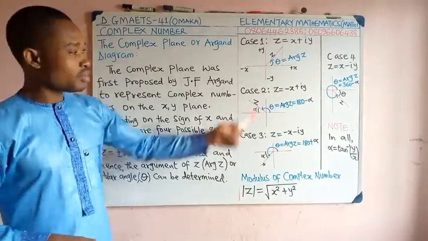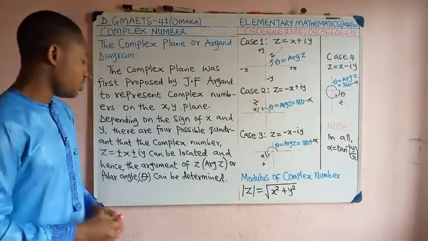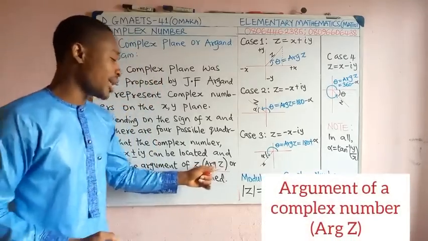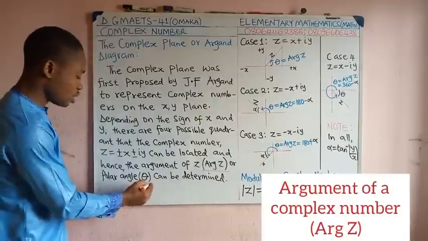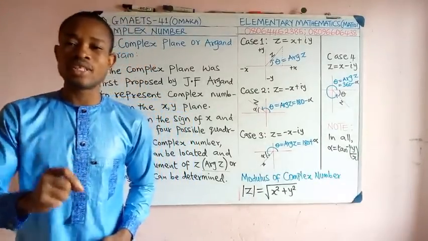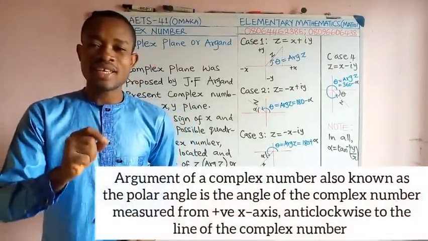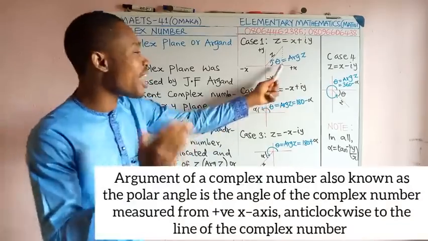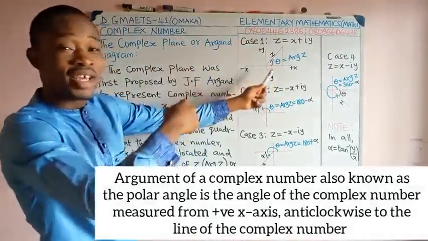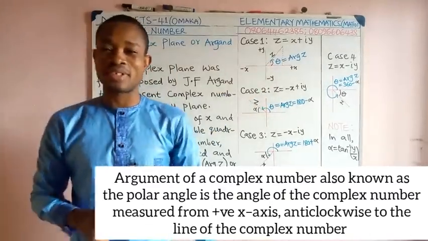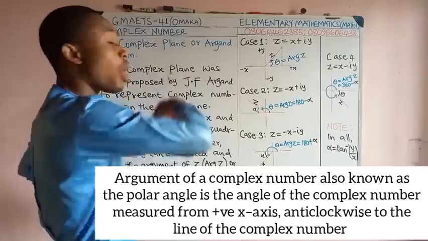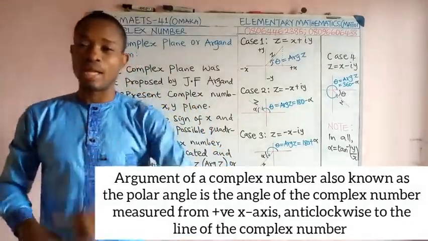Now, with these diagrams, we can determine what we call the argument of the complex number, in short, Arg z. That Arg z is also known as the polar angle of the complex number. Please put this down. What is the polar angle? What is the Arg z, argument of z? That is the angle measured from positive x-axis, take note, anti-clockwise, that is counterclockwise, down to the line of the complex number. Does that make sense? Always remember that you measure this angle from positive x-axis anti-clockwise down to the complex number line. Then you stop.